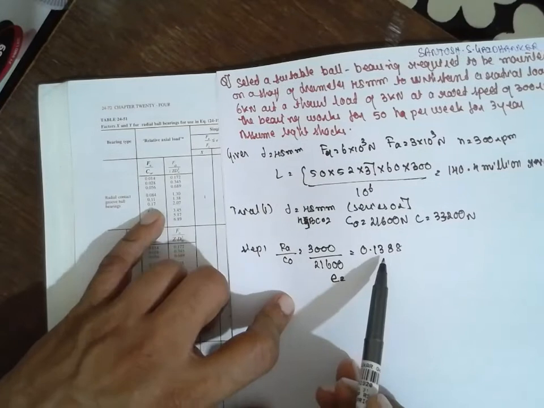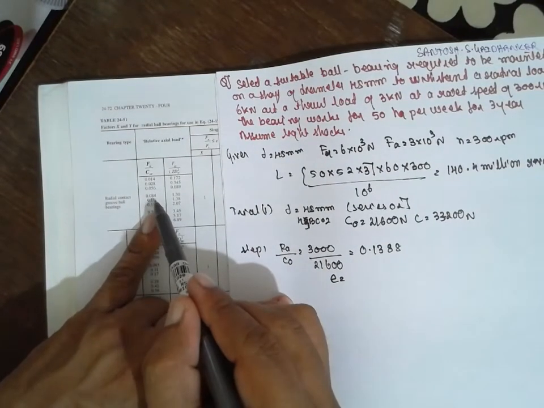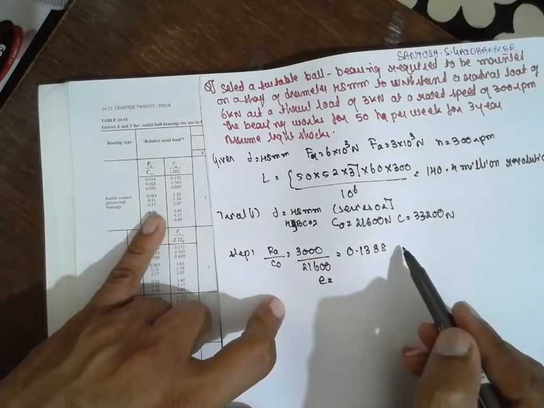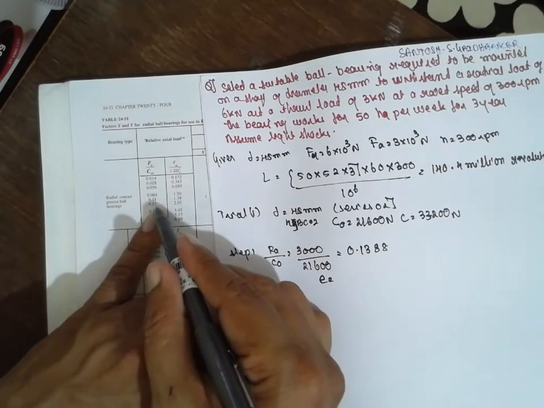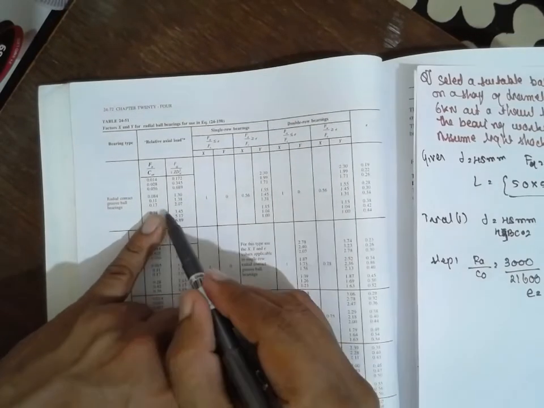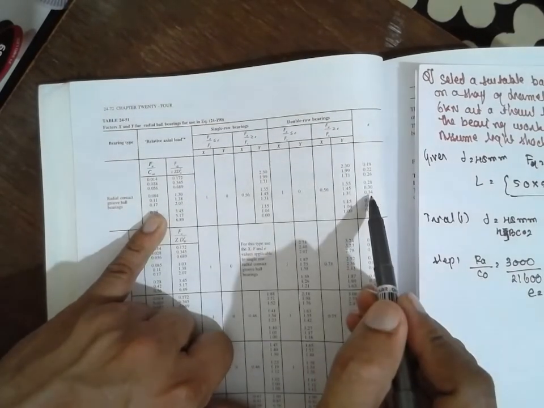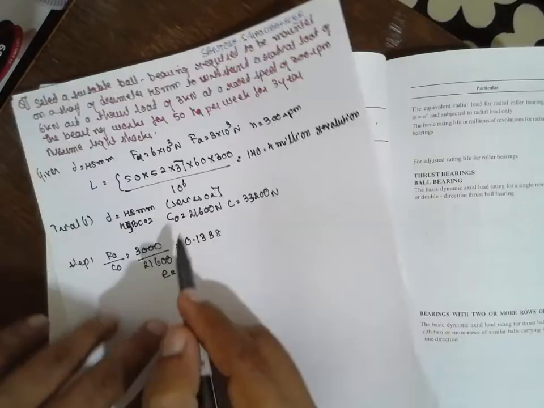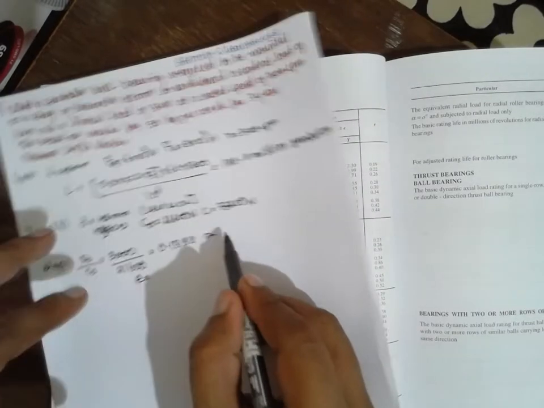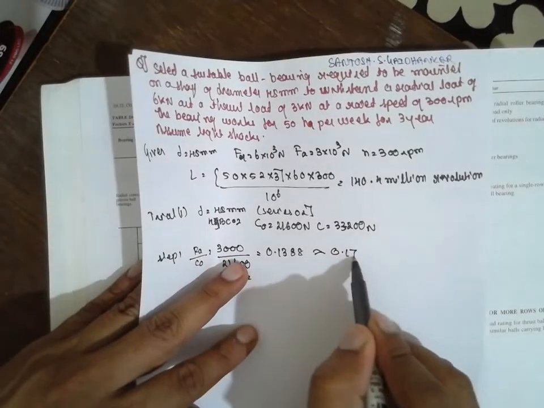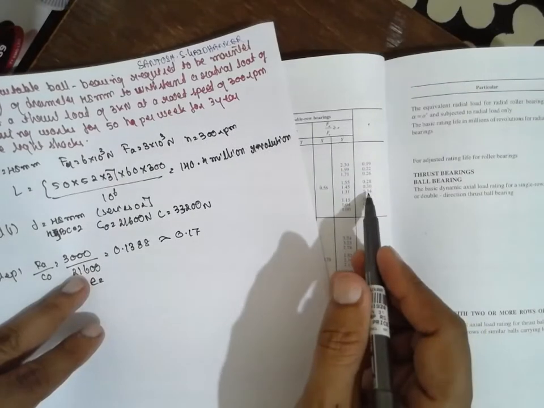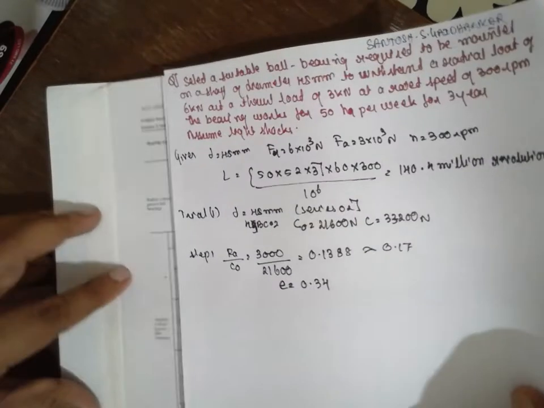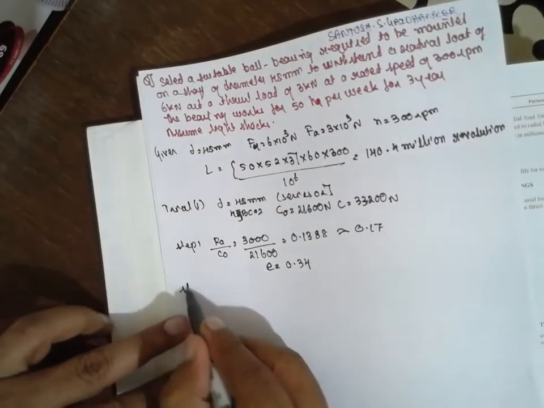Now 0.1388, I will consider this one as near to 0.11. Either you have to consider 0.11 or 0.17. I will consider this one as 0.17. Approximately 0.17 I will consider. Therefore the E value for 0.17 is nothing but 0.34. You can consider 0.30, no problem, you will get the answer. I will consider this approximately as 0.17. Therefore the E value will be 0.34. After knowing this value, I will go for step 2.